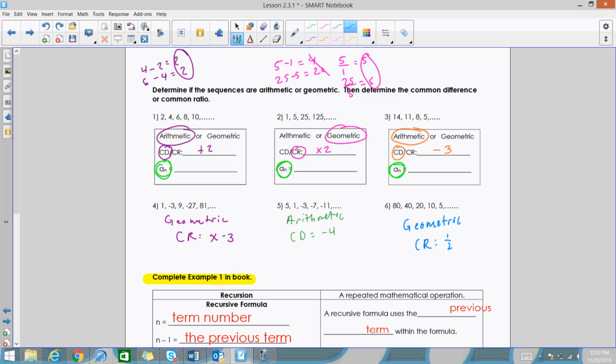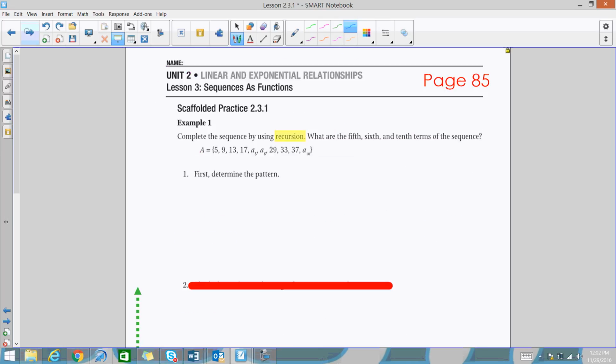So now let's go to our book. So take out your book and we're going to turn to page 85. All right, so it says complete the sequence by using recursion. What are the 5th, 6th, and 10th terms of the sequence? So if you look here, they want you to first determine what is the pattern. So if they give you a set of numbers like this, you can actually determine what's happening, whether it's arithmetic or geometric, by looking at the terms.